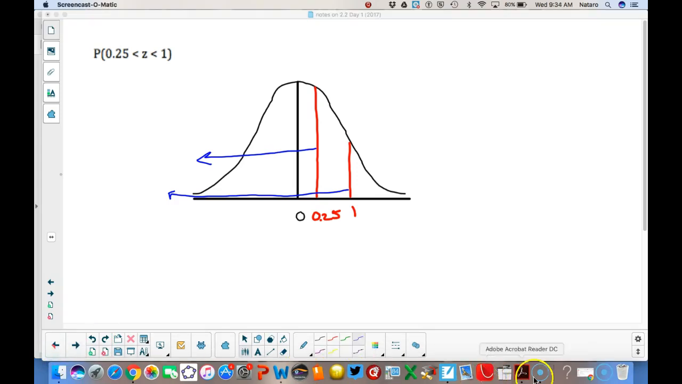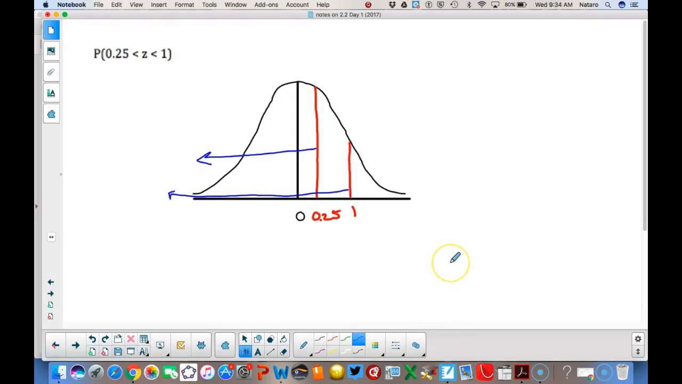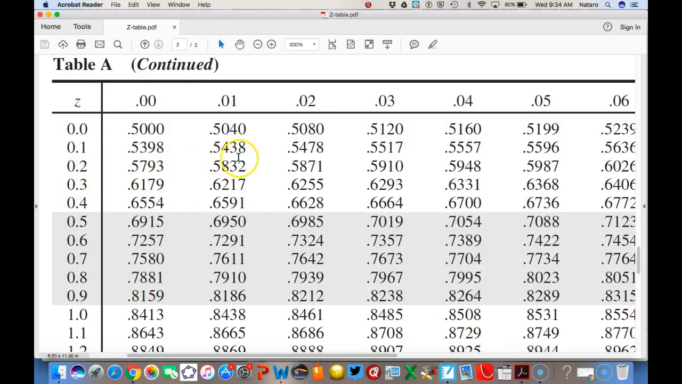Let's find out. Let's take a look at the z-table and look at a z-score of 1. A z-score of 1 would have an area of 0.8413 associated with it. What about a z-score of 0.25? Let's go back to the table. So 0.25, we can take a look at the row for 0.2 and the column for 0.5, and we have 0.5987.